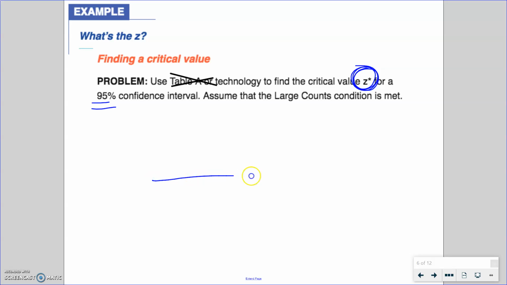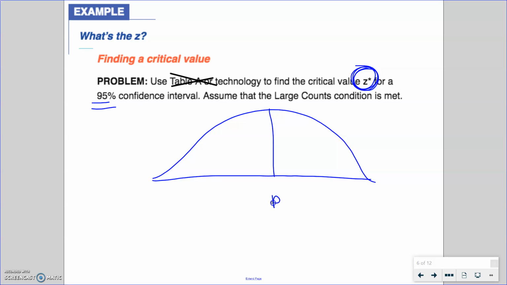Okay, so I'm going to draw my curve. Here's my supposed p hat, right? And I want plus or minus 95%, or 95% confidence that between this number and this number is my interval. So what we need to figure out is basically the z-score that goes with these two values. If the middle is 95%, then this must be 2.5% and 2.5%. So here's what I'm going to do: I'm going to do inverse norm.